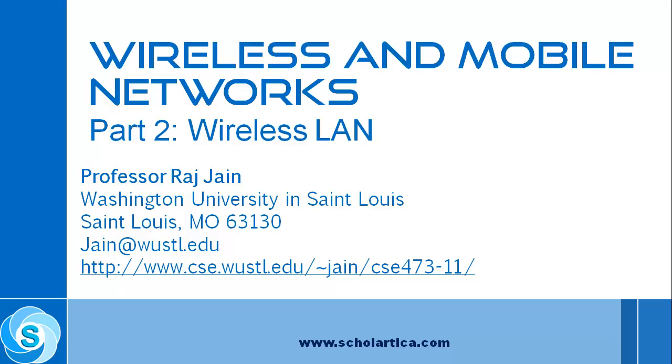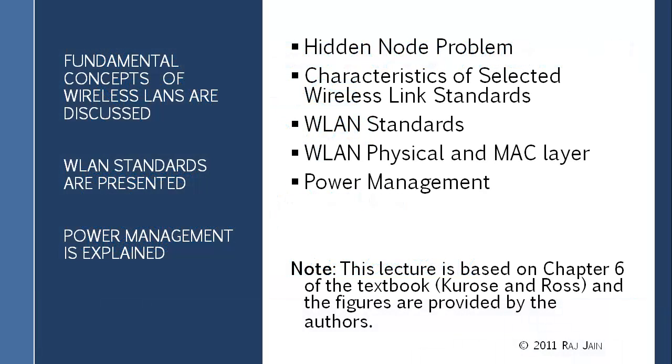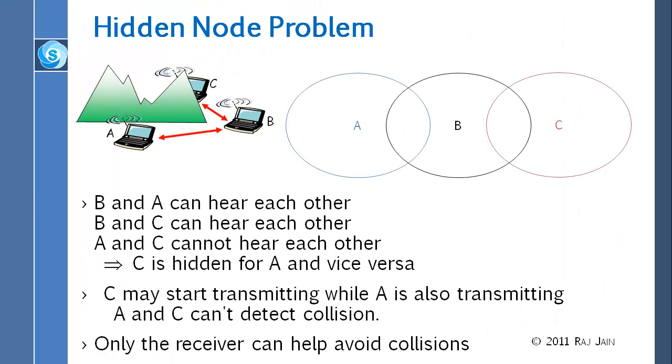So one of the things in wireless is that you cannot do collision detection. And the reason you cannot do collision detection is because of the hidden node problem. So here is the situation. B can hear A and B can hear C, right? But A cannot hear C. So when both of them talk to B, they will collide but not know that they collided.